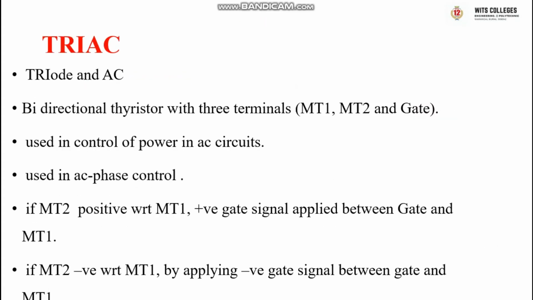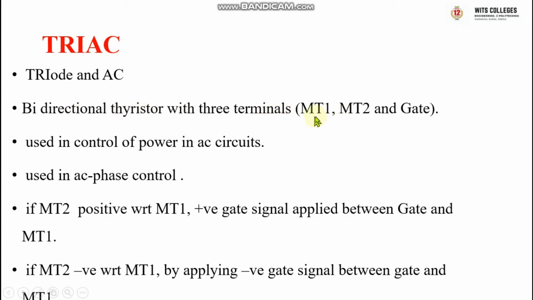Next, we'll go for triac. So triac is similar to diac, the only difference is in diac we have only two terminals, whereas in triac we have three terminals. Triac means triode that works on AC. Triac is also a bidirectional device, a bidirectional thyristor with three terminals.